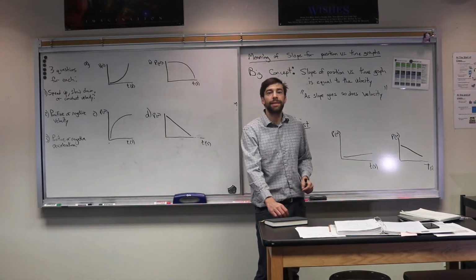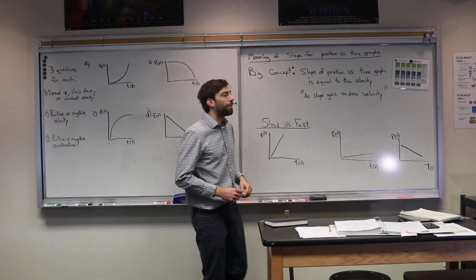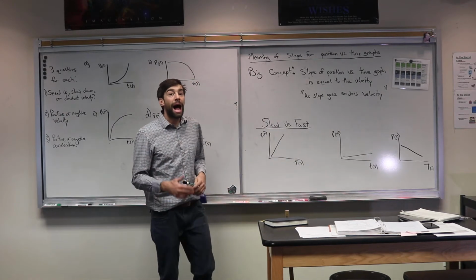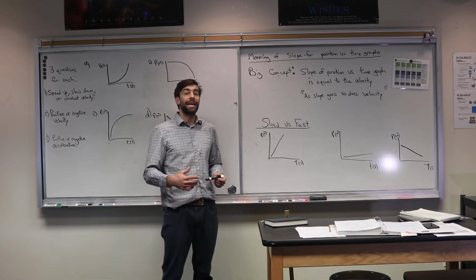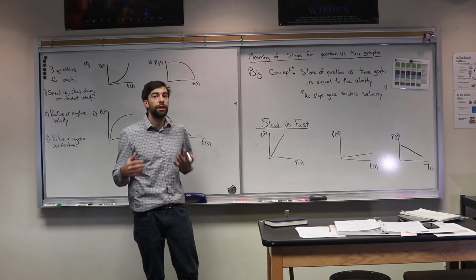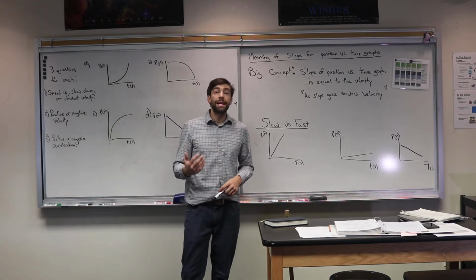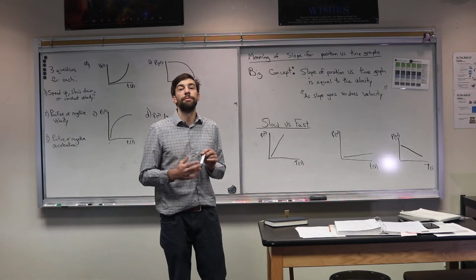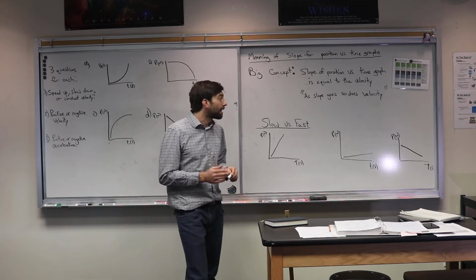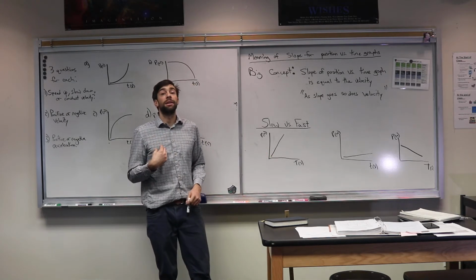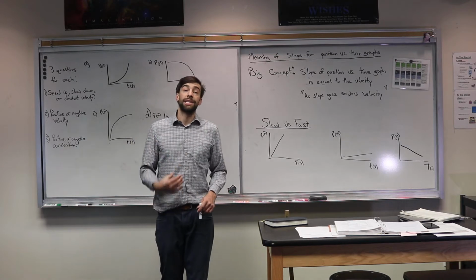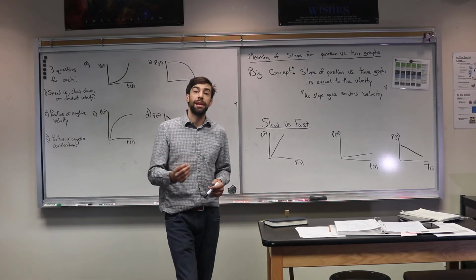Hey physics students, in this video we're going to be talking about the meaning of slope on a position versus time graph. So all of this information is related to when we have a position versus time graph. Last time we learned that any position versus time graph that just has a straight line, something like this, is indicative of constant velocity. So the velocity is not changing.